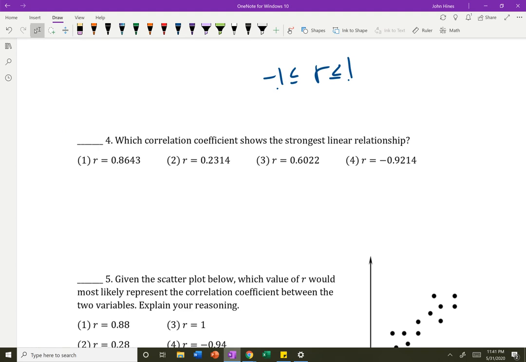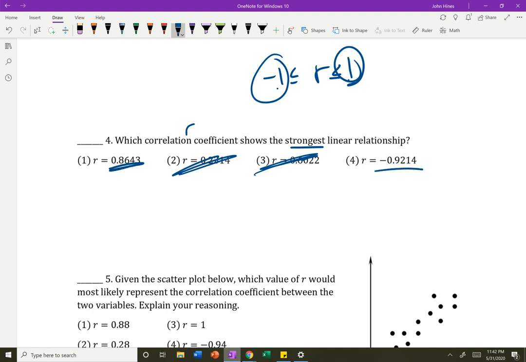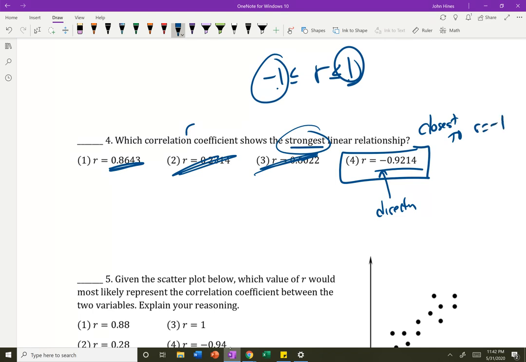Which correlation coefficient, which R value, shows the strongest relationship? So that means, again, I want to be close to these extremes here. 0.23 is not strong. 0.6 is not strong. Who's stronger, 0.86 or negative 0.92? Well, who cares that it's negative? This is stronger. The negative just tells us the direction. This has an R value that's basically the same as 0.92. So this is the best R value, which is the strongest because it's closest to R equals negative 1, compared to this being close to R equals 1.